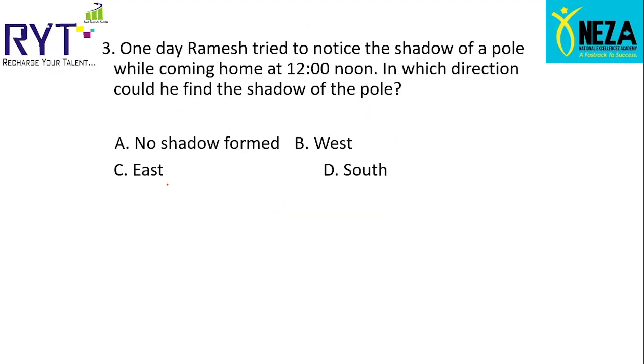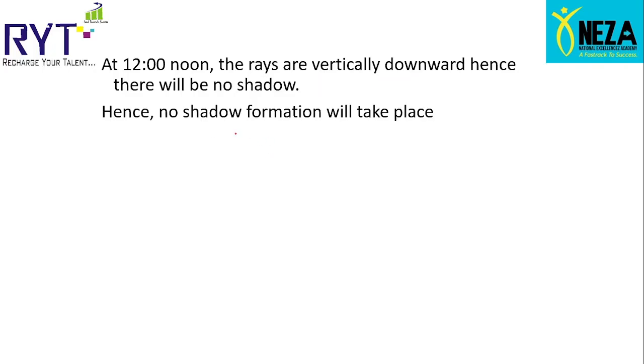One day, Ramesh tried to notice the shadow of a pole while coming home at 12 noon. In which direction could he find the shadow of the pole? Guys, at 12 o'clock, the sun will be right on top of our head. So there will be no shadow formed at afternoon 12 o'clock. So the answer is no shadow formation will take place.